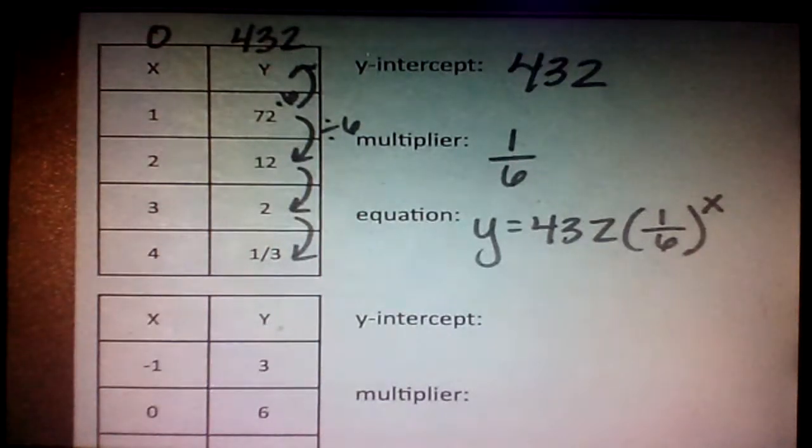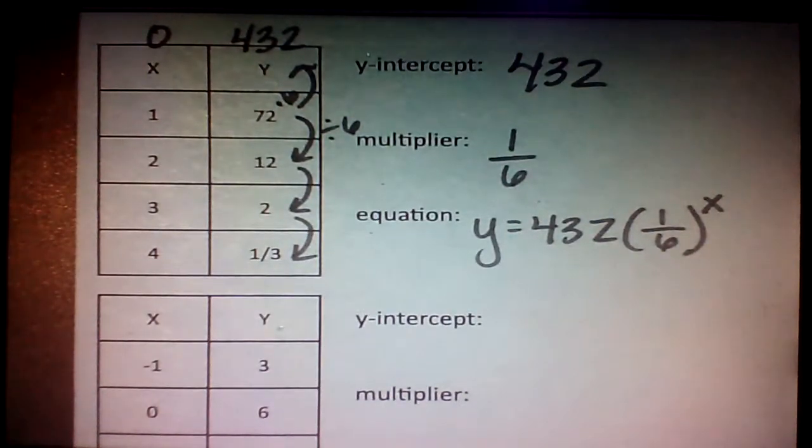12 divided by 6 is 2. 2 divided by 6 is 1/3. So if I'm dividing as I'm going down my table, to go in reverse, the opposite of divide is to multiply. So to go backwards, I would multiply by 6 instead of dividing. So you would subtract. 12 minus 3 is 9. So if you were subtracting down, it would add back up. Yes.